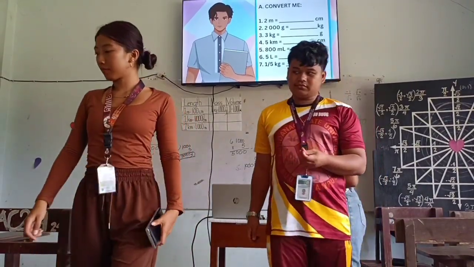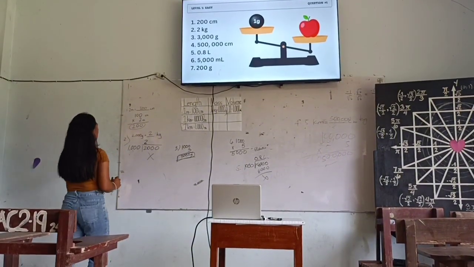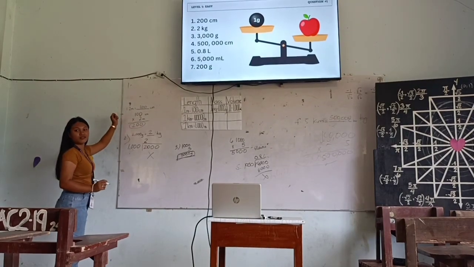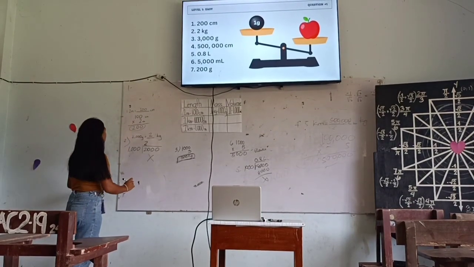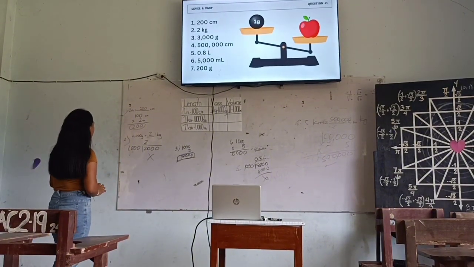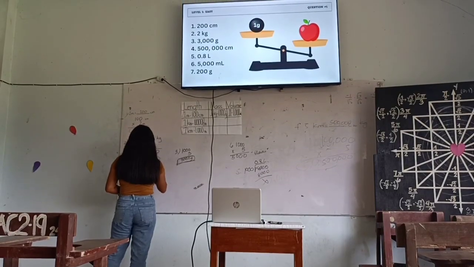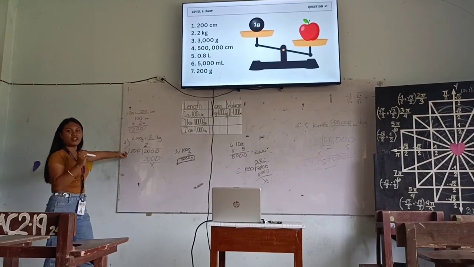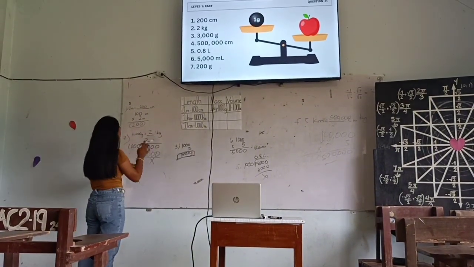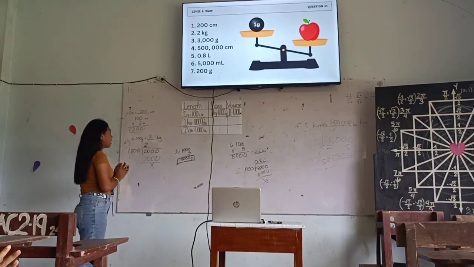Okay, let's check your answers. So in 2 meters to centimeters, there are 200 because we are going to times 100 to 2. Okay, number 1, check. Number 2: How many kilograms are there? Okay, number 2. The rule here is to use division. So 2,000 divided by 1,000. So the answer is 2.